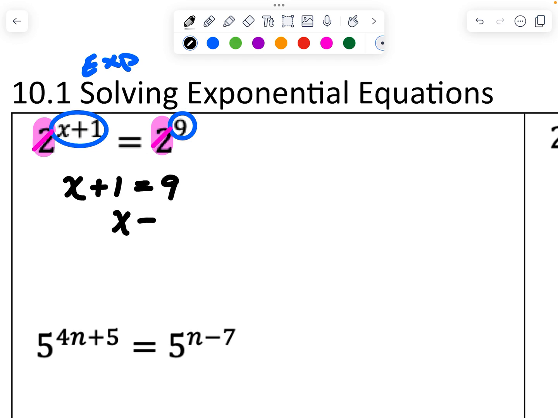So x equals 8. And that's the answer to the question. It's not any more difficult than that. Don't make it any more difficult than that. That's exactly what it is.